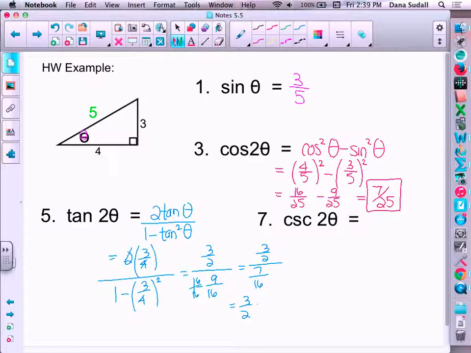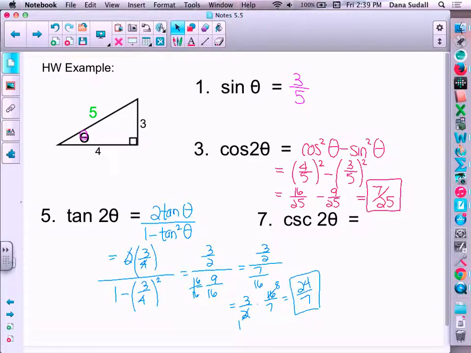And then I can multiply by the reciprocal. And these guys would reduce. So I'll have 24 in the top, and I'll have 7 in the bottom for that one. So 24 over 7.